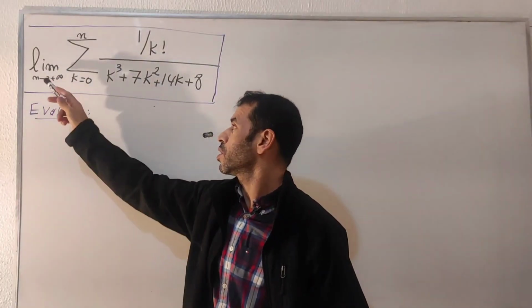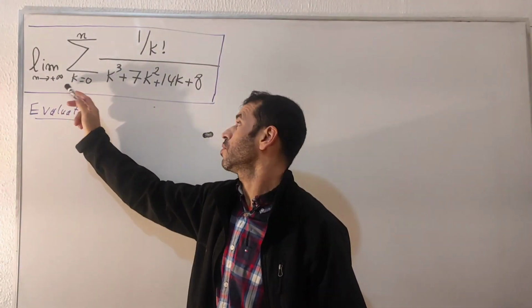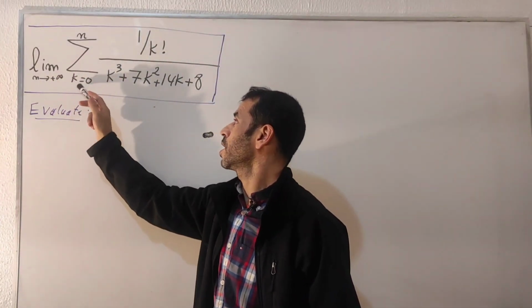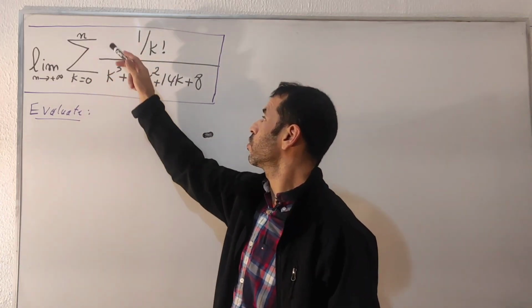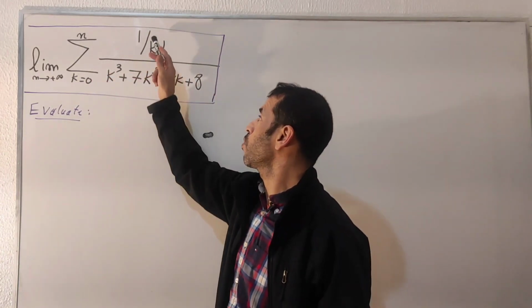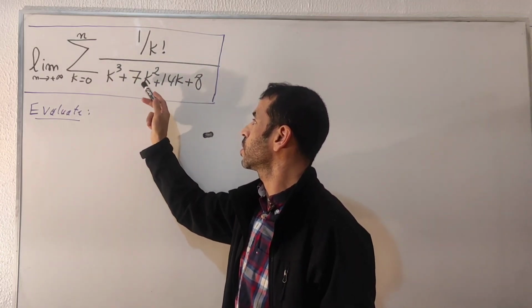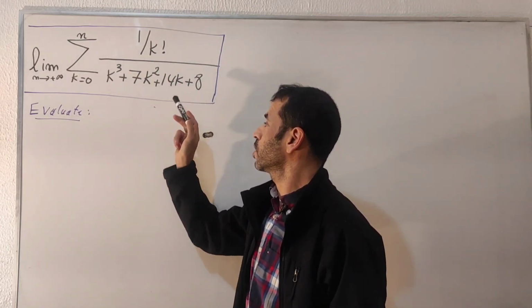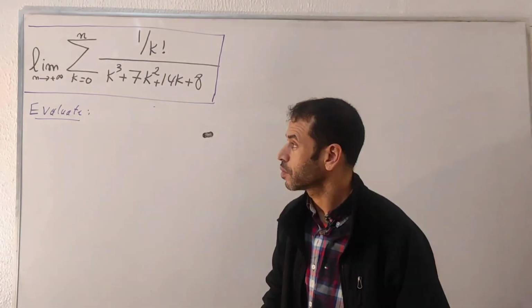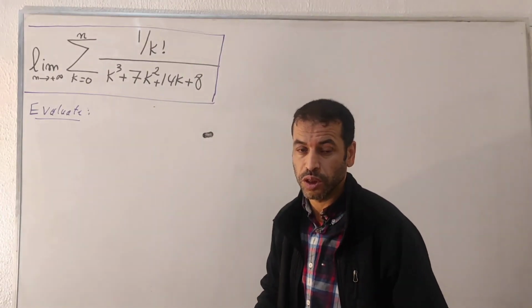We are going to evaluate the limit as n goes towards infinity of the sum as k goes from 0 to n of this quotient: 1 over k factorial, all over k cubed plus 7k squared plus 14k plus 8. Okay, I would recommend you give it a try and see the limit.